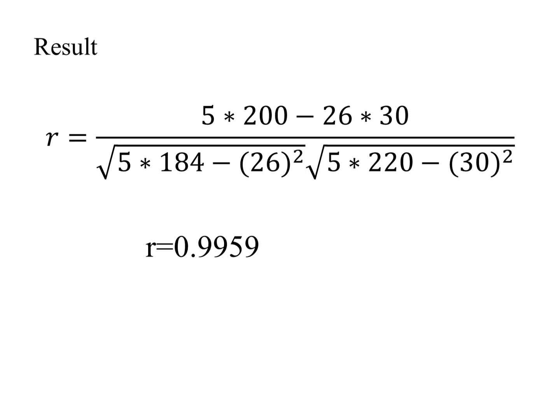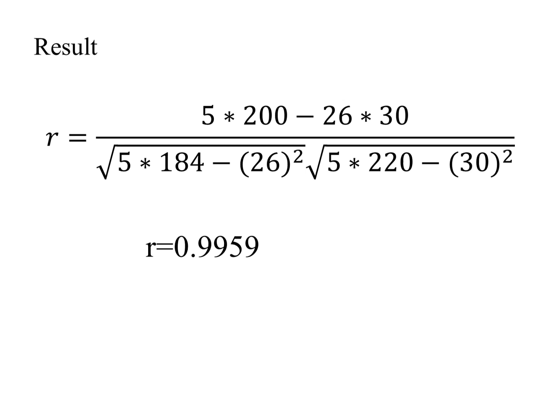R equal to, here 5 means n. N into sum of xy, 200, minus sum of x, 26, times sum of y, 30, divided by square root of n, that is 5, into sum of x square, 184, minus sum of x squared, 26 squared, into square root of n, 5, into sum of y square, 220, minus sum of y squared, 30 squared. Then after simplification, we get the Karl Pearson coefficient of correlation, that is R equal to 0.9959.